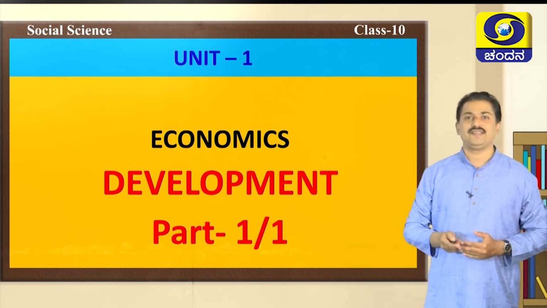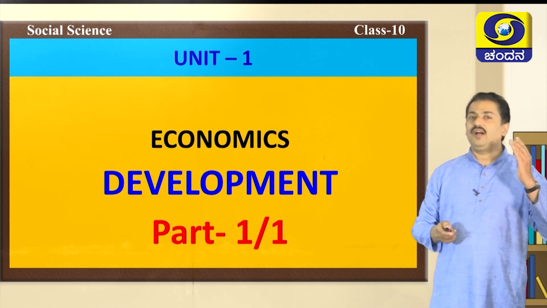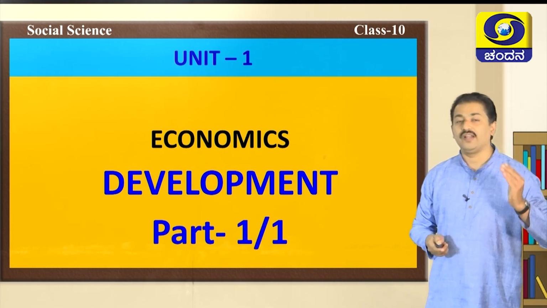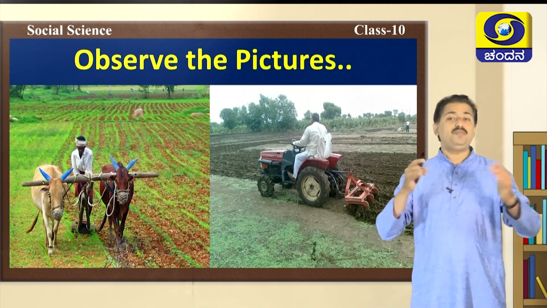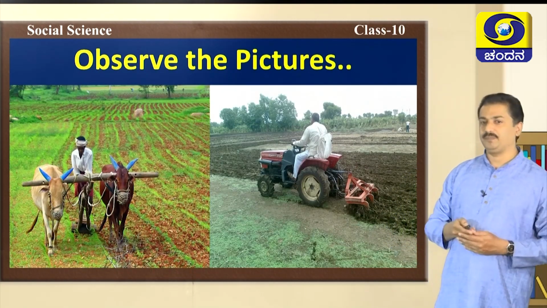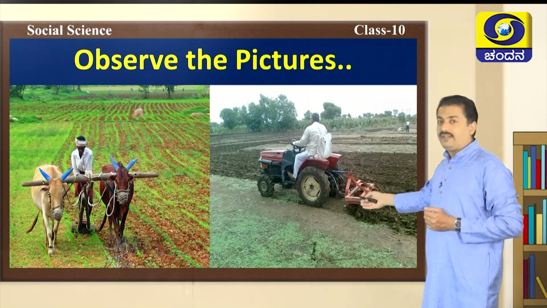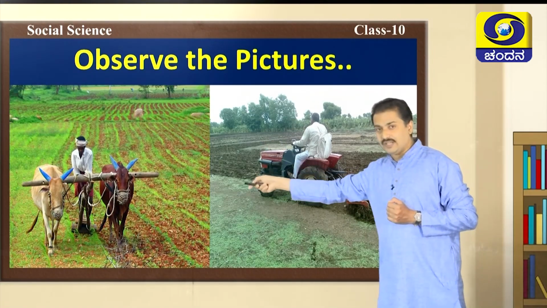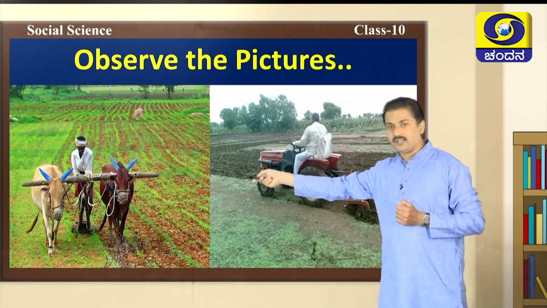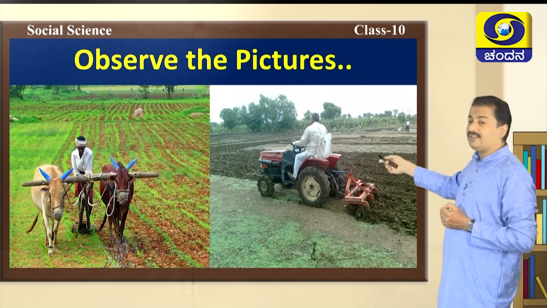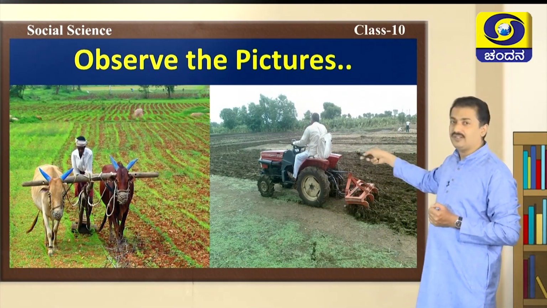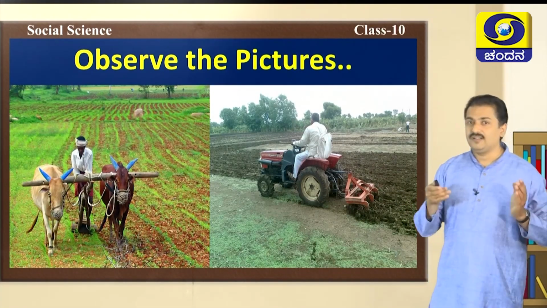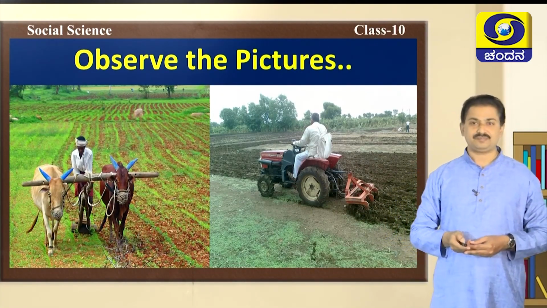Are you ready? Yes. Dear students, welcome to lesson number 1 in economics, called development. Observe the pictures shown to you. See here, the farmer is tilling the land. In both pictures, the farmer is tilling the land using bullock and plough. But here the farmer is tilling the land with a tractor and a tiller. So, what is the difference here? Let us see that later.